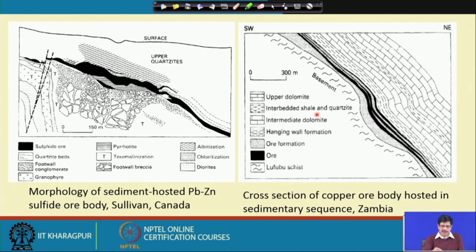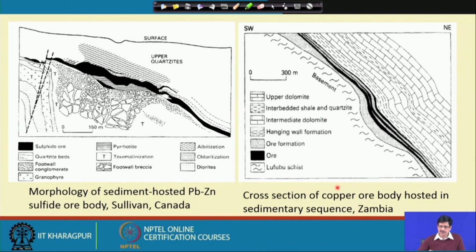And this is an example where again a conformable ore body is present along with the sedimentary strata in a sediment hosted massive sulfide deposit. This is an example of copper mineralization in strata of sandstone, typically a sandstone hosted stratiform copper deposit, an example from the Zambian copper belt.